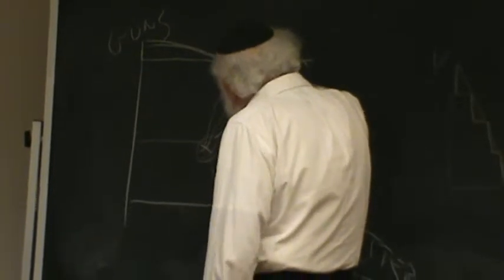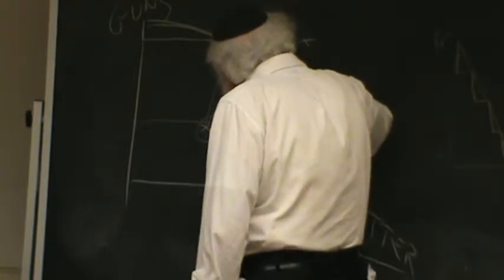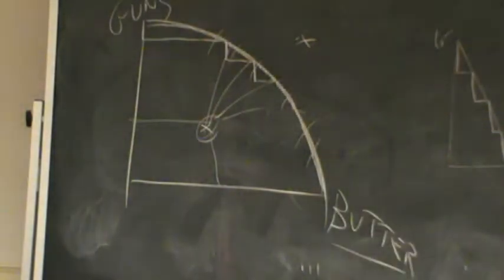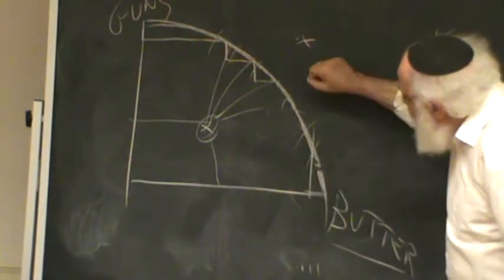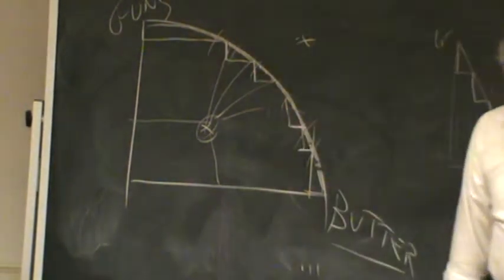Here, what it means is, the first time you gave up a gun, you were able to add this many butter, a lot. And the second time you gave up one gun, you're only able to add this much butter. And the third time, even less than that. In other words, the slope is changing. And the same on the bottom part. First time you gave up a butter, you were able to add that many guns. And the second time, fewer guns. And the third time, fewer guns. The question is, how come the first time you gave up one of the resources, you were able to add a lot of the other one, and the second time fewer, and the third time fewer? How come that happens?